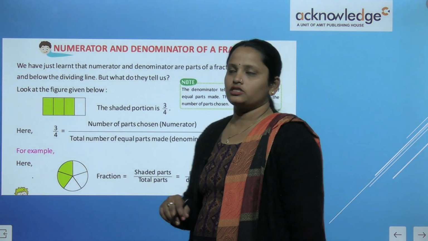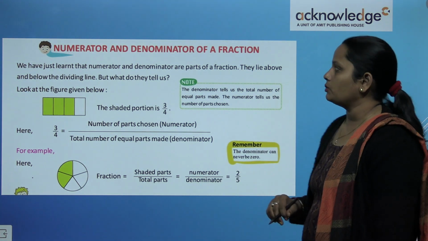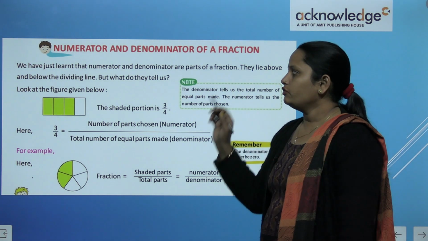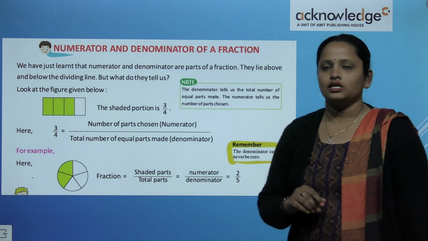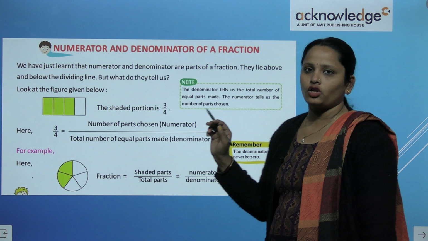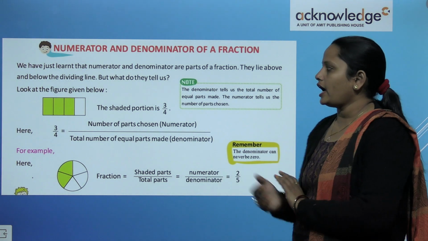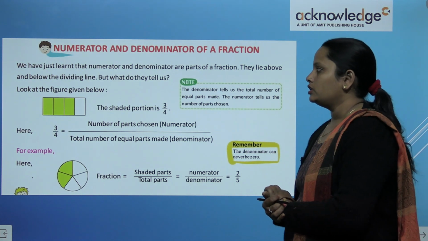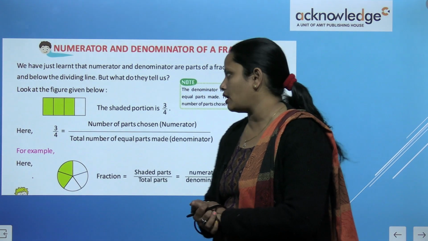Next is numerator and denominator of a fraction. क्या होता है numerator और denominator किसी भी fraction का? We have just learned that numerator and denominator are parts of a fraction. हमने भी पढ़ा है कि जो numerator और denominator होते हैं ये fraction के parts होते हैं. They lie above and below the dividing line. ये जो dividing line है इसके ऊपर और नीचे होते हैं यहाँ पे.